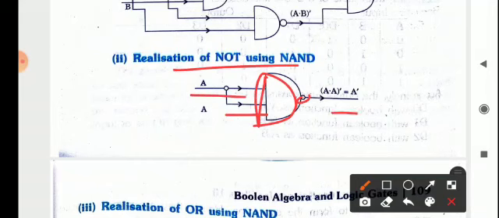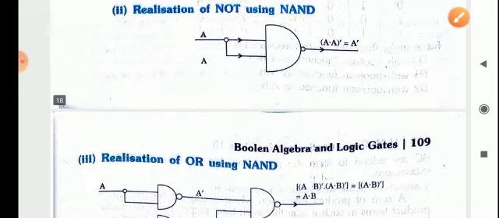Similarly, realization of NOT using NAND. Now, again NOT is a single operand operator. It's a unary operator, it works on a single operand. So, A and A go in, and an AND sign is there, and a NOT sign is there. So, A dot A NOT can be written as A NOT. So, this is how the NOT has been realized using NAND.